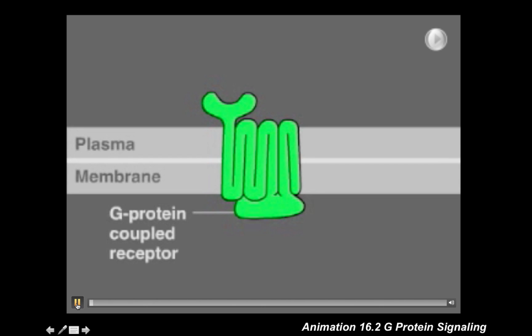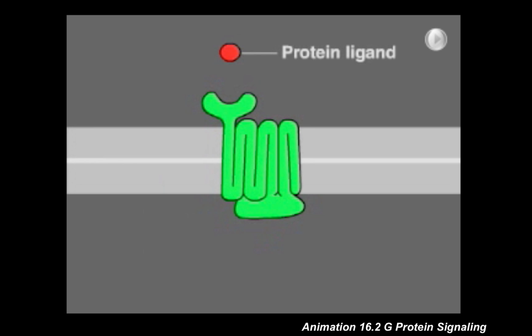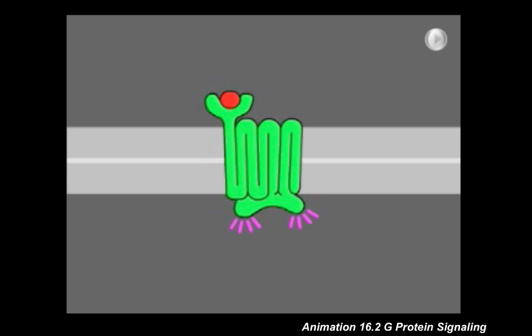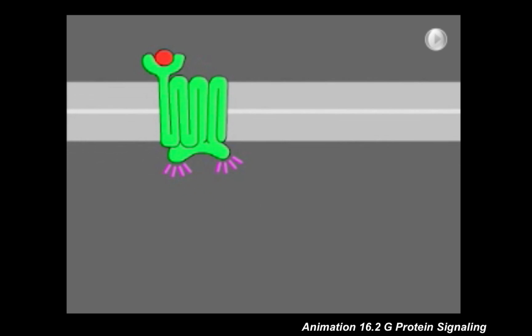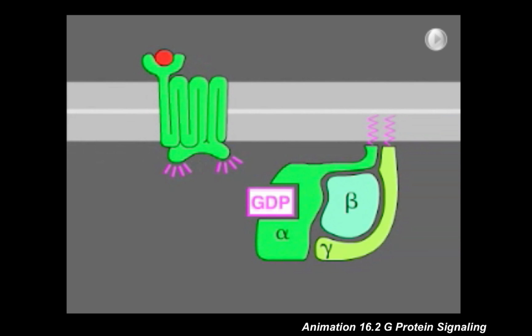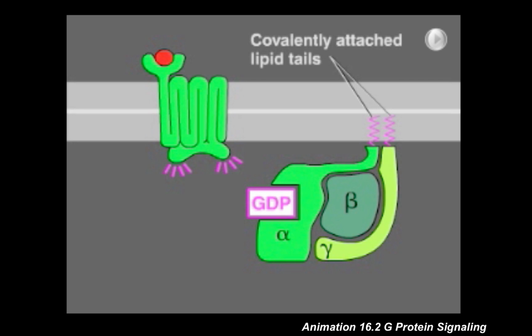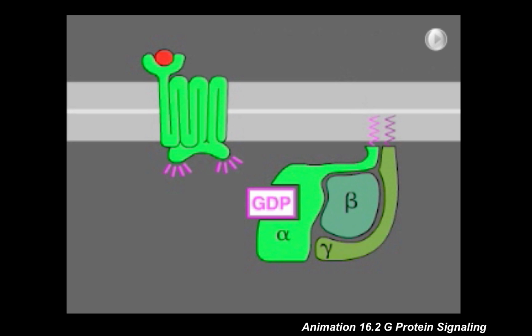Many G-protein coupled receptors have a large extracellular ligand binding domain. When an appropriate protein ligand binds to this domain, the receptor undergoes a conformational change that is transmitted to its cytosolic regions, which now activate a trimeric GTP binding protein, or G-protein for short. As the name implies, a trimeric G-protein is composed of 3 protein subunits called alpha, beta, and gamma. Both the alpha and gamma subunits have covalently attached lipid tails that help anchor the G-protein in the plasma membrane. In the absence of a signal, the alpha subunit has a GDP bound, and the G-protein is inactive.